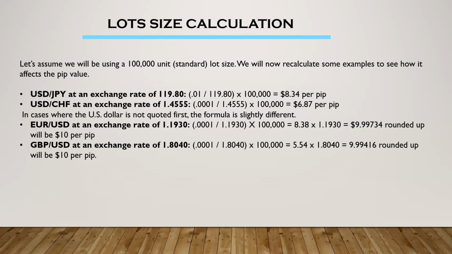So if you are trading USD JPY at a particular lot size, each pip that the currency pair moves, when the exchange rate is 119.80, you are making $8.34 per pip. The same illustration goes for EUR USD. The same illustration goes for GBP USD.